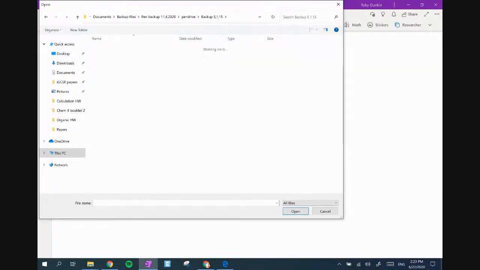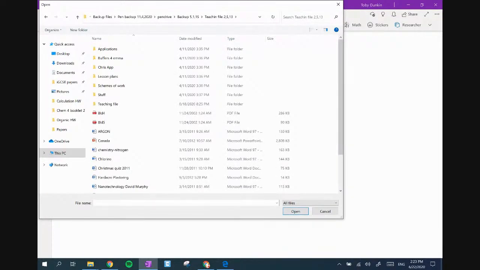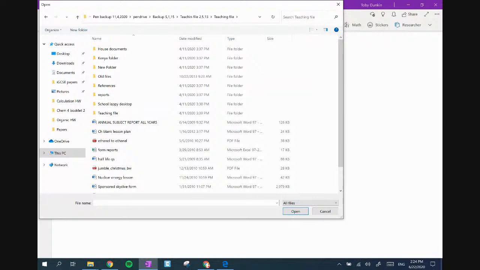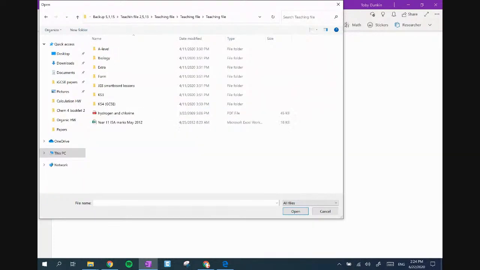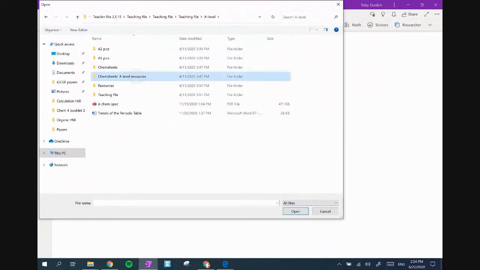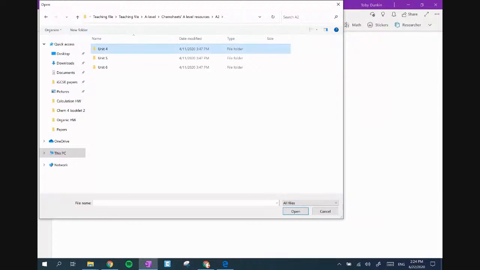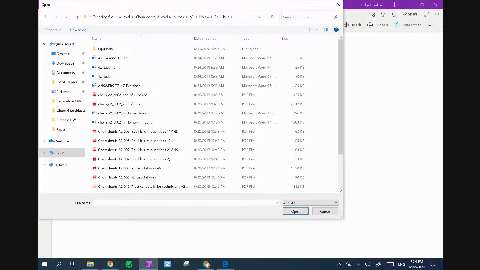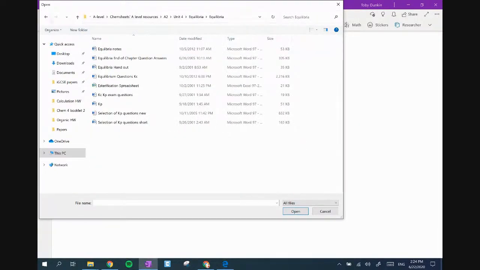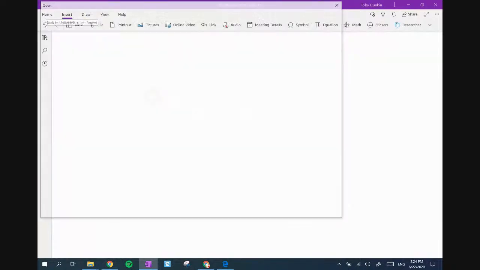backup, teaching file. How come you just square rooted the Cl2? I didn't square root the Cl2. I square rooted the Kc value. That's what I square rooted, Ivan. I'll go back to it in a sec. Teaching file. I don't know where anything is now. This is a nightmare. A level, resources, A2, unit 4, equilibria. It's not there. Oh, they're here.